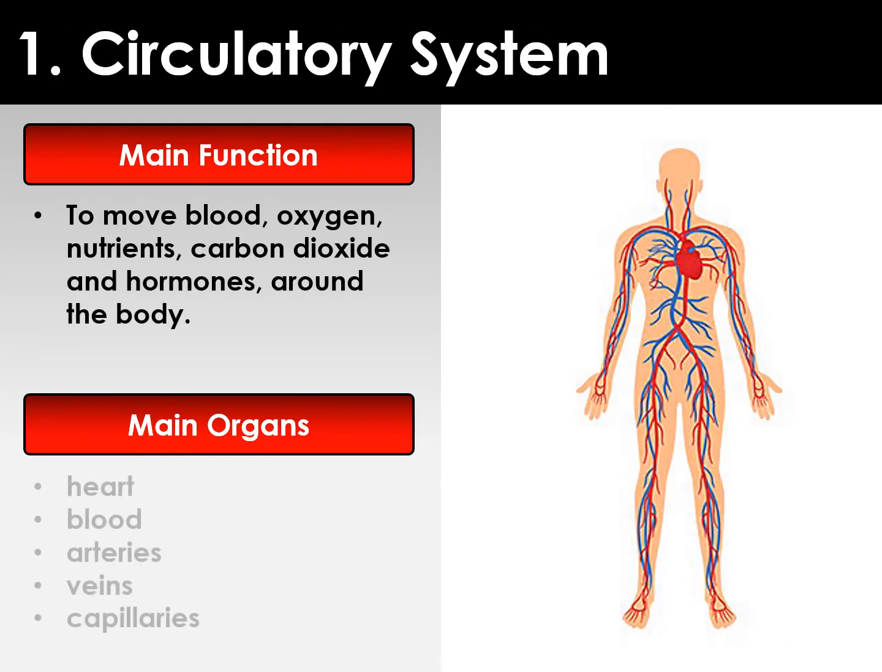So the first system that we'd like to look at is the circulatory or cardiovascular system. The cardiovascular system functions to move blood so that we can carry oxygen to tissues, nutrients to tissues, hormones to tissues, and it also serves to remove carbon dioxide and waste products from around the body. The main organs that make up the circulatory or cardiovascular system are the heart, blood, arteries, veins, and capillaries.